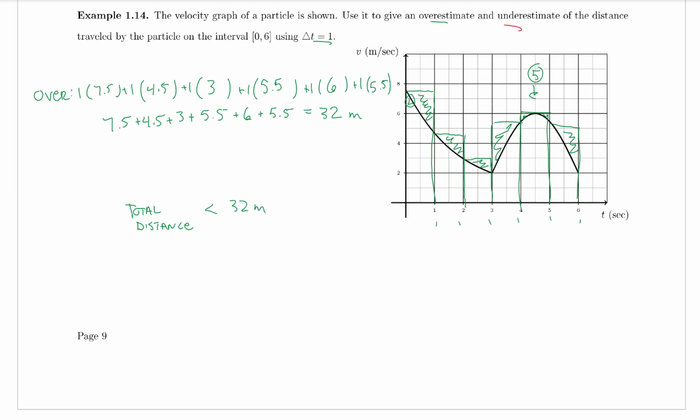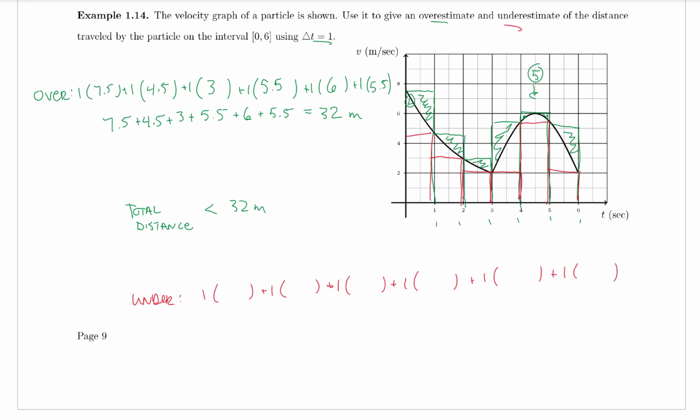Let's do the exact same thing for an underestimate here, except now we want our rectangles to be completely underneath the graph. You can draw this one right there, and this one right there, third one right there, fourth one right there, fifth one right there, and the sixth one right there. So again, it's going to be 1 times the height of each one of our rectangles. So we need to make sure that we have 6 pieces of our sum.